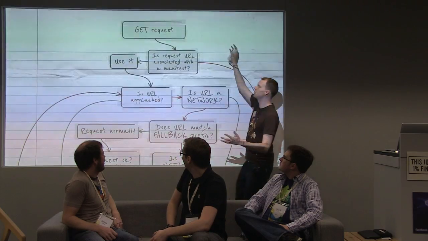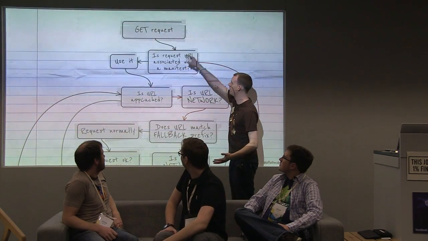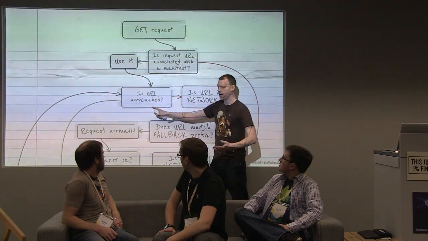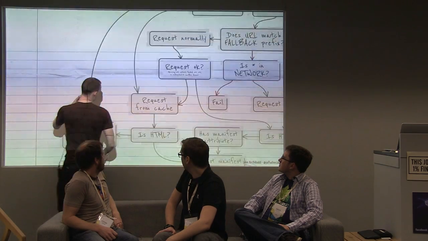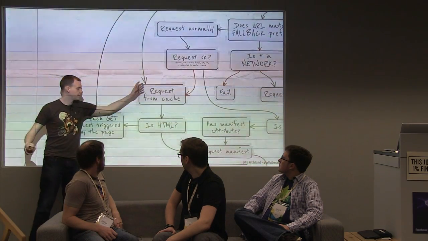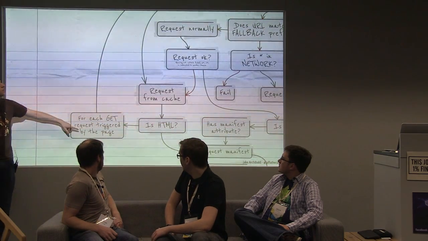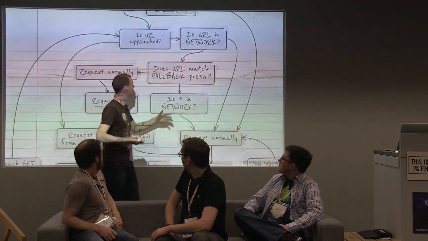Okay, so our index.html file is a GET request, that's fine. Is it associated with a manifest? Yes, it is. We're going to use that. Is the URL app cached? Yes, it is. So it comes straight from the cache. That's fine. Is it HTML? Yes, it is. So for each GET request on the page, we're going to go back up here, and that's going to include the picture of your cat.